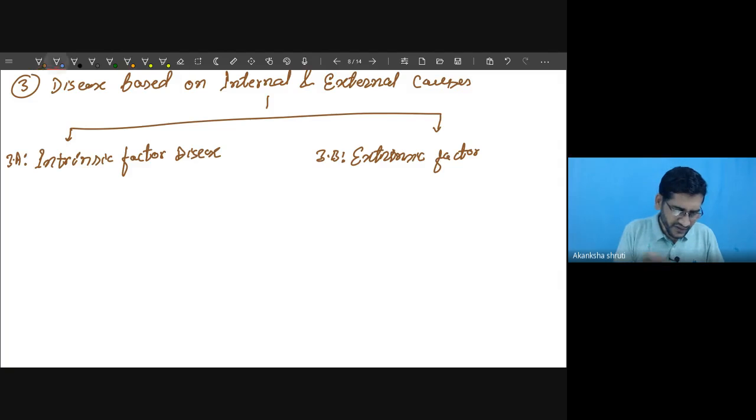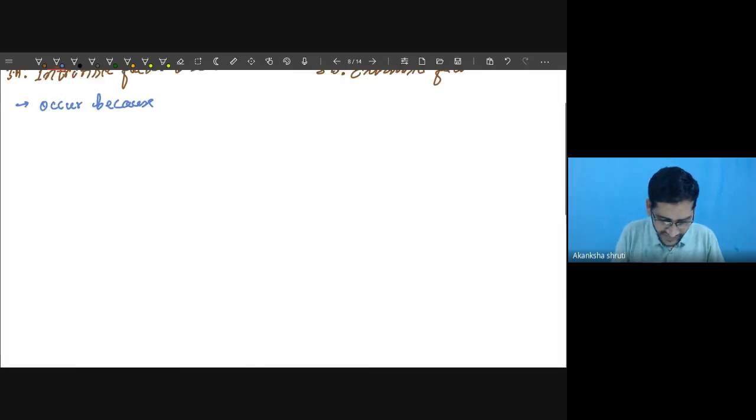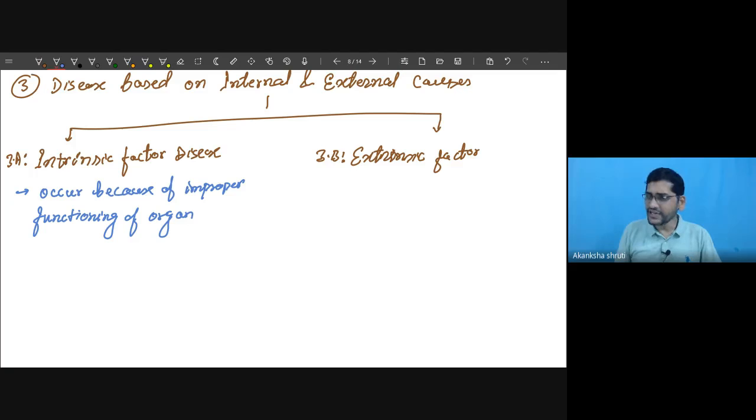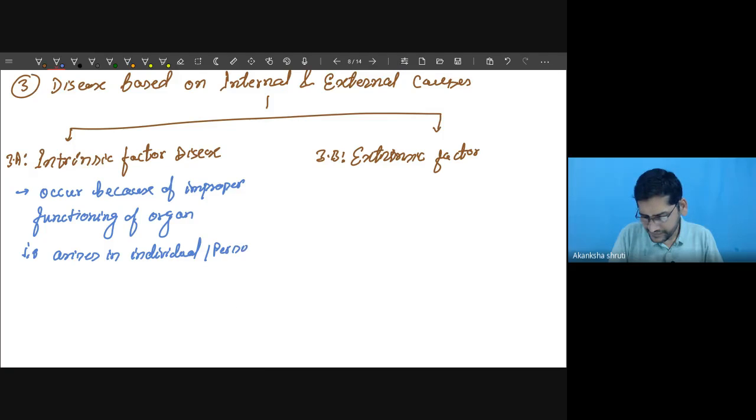Okay, student. So the disease that occurs because of improper functioning of an organ arises in the individual, meaning the person itself. So they are because of what?